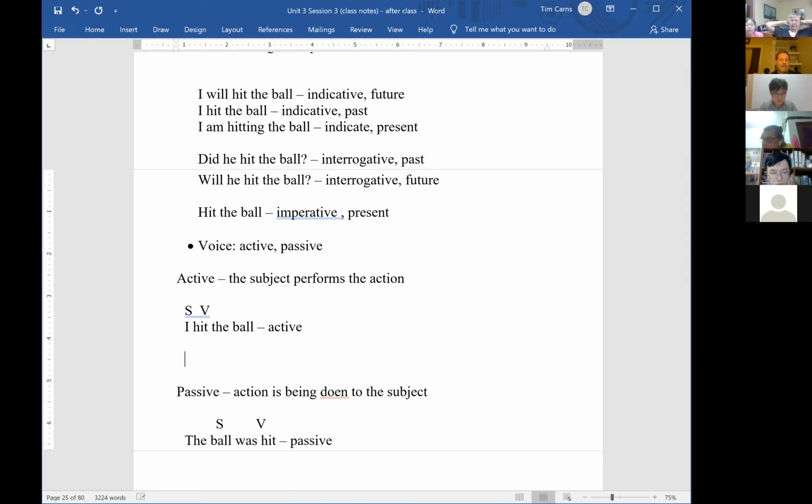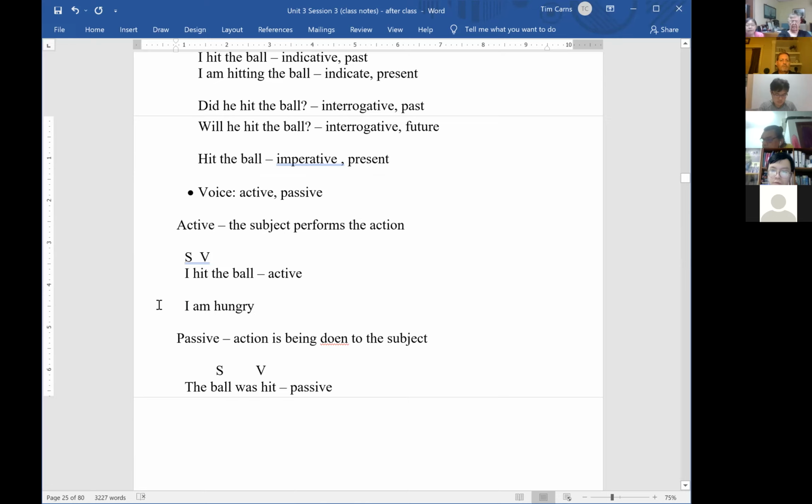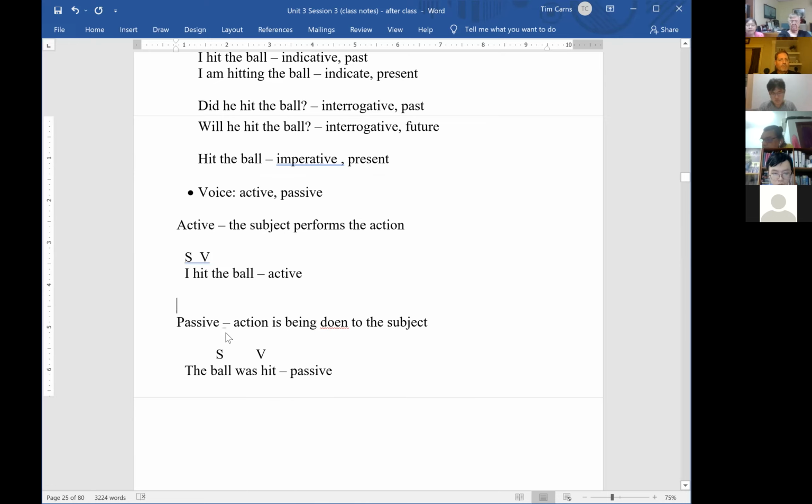That's a verb of action. We could have a verb of being. I am, let's see. How could I? I am hungry. Trying to think of a passive. We'll look at a passage together. I think that'll be easier to do.